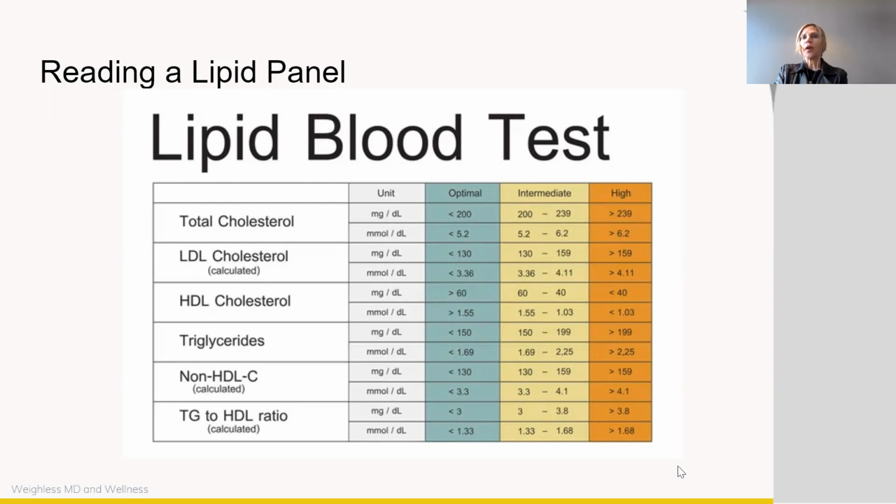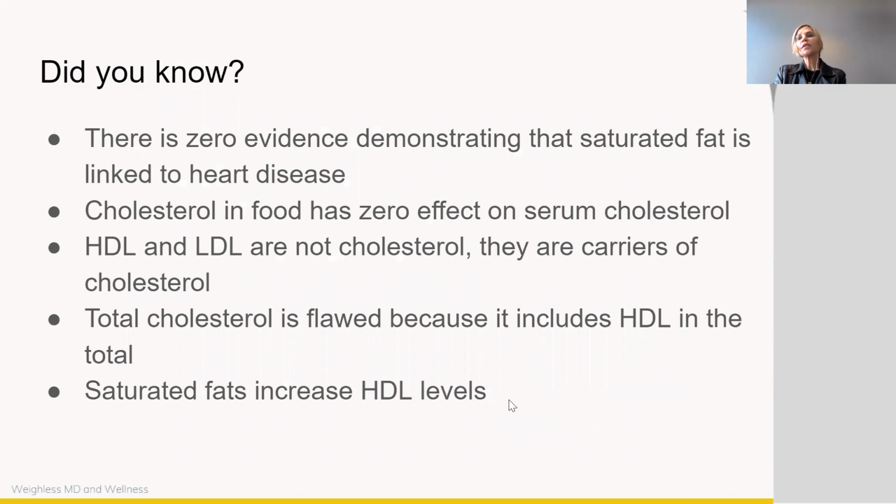So enough about that. Just some things that you may not know. There's zero evidence demonstrating that saturated fat is linked to heart disease. Cholesterol in food, I think I said that enough, has zero effect on serum cholesterol. HDL and LDL are not cholesterol at all. They're actually carriers of cholesterol. So factoring that in when you're looking deeper into someone's health, it might make sense to look into other testing. Total cholesterol is flawed because it actually includes the HDL in the total. So that really wouldn't make much sense if you're relying just on total.